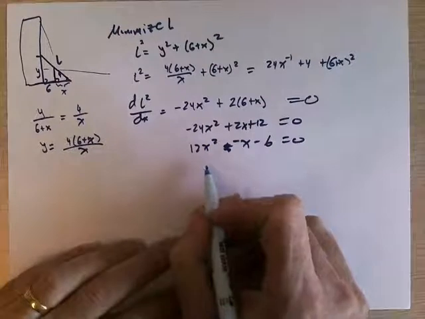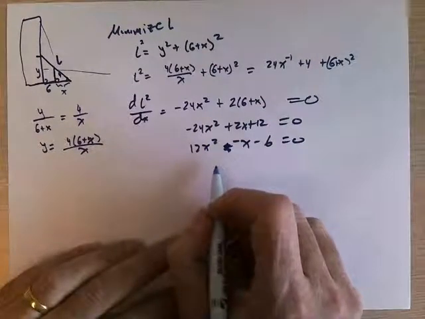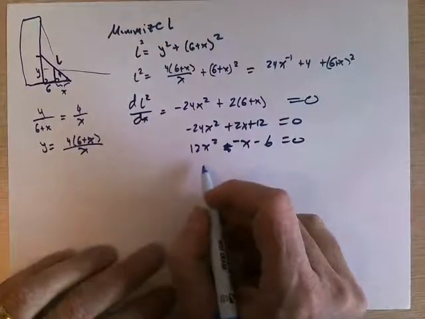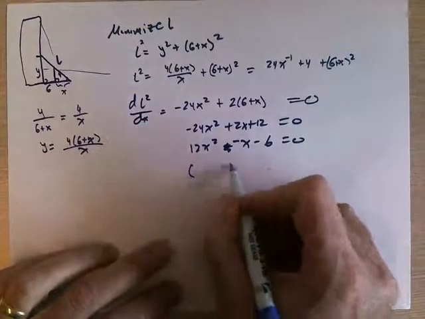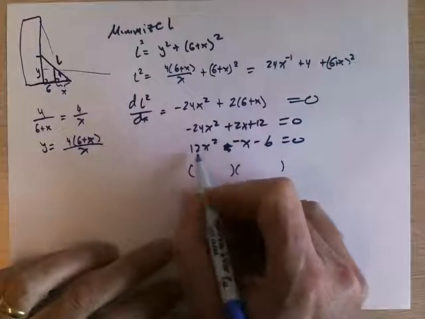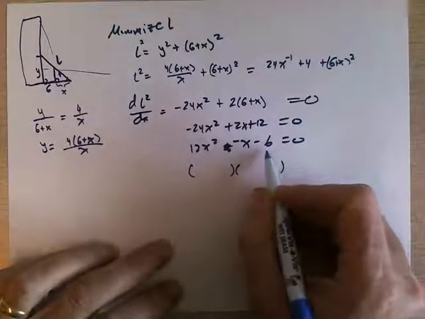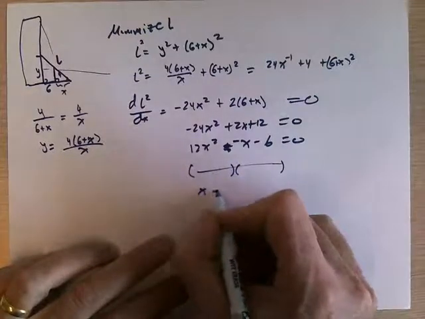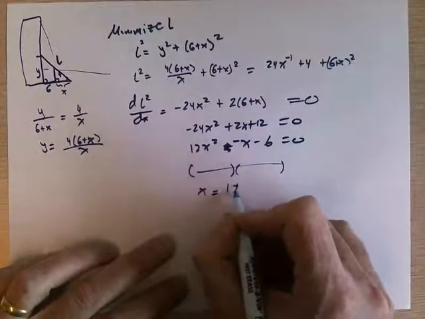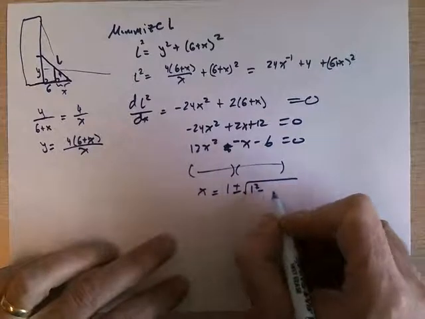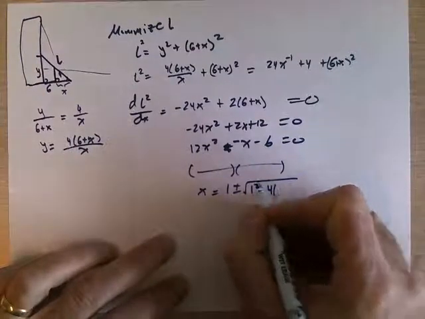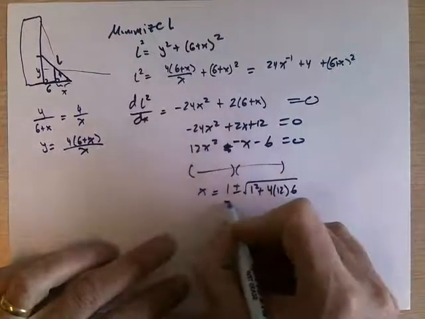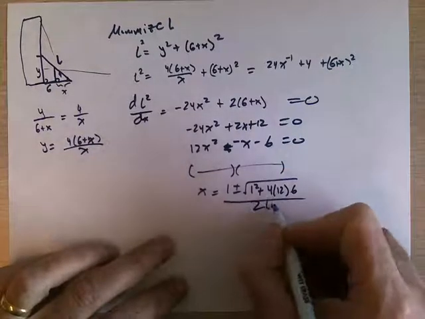Does that factor nicely? Some of you are saying 4 and 3. 4, 3. I don't think so. Let's go with x equals the opposite of b, 1, plus or minus the square root of b squared, 1 squared, minus 4 times 12 times negative 6, all over 2 times 12.